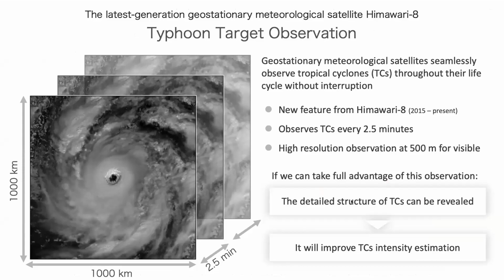First, geostationary meteorological satellites seamlessly observe TCs throughout their life cycle without interruption. As a new observation from Himawari-8, typhoon target observation was started. It observes the TCs every 2.5 minutes. By fully utilizing this observation, I think the detailed structure of the TCs will be revealed, and it will lead to an improvement of TC intensity estimation.